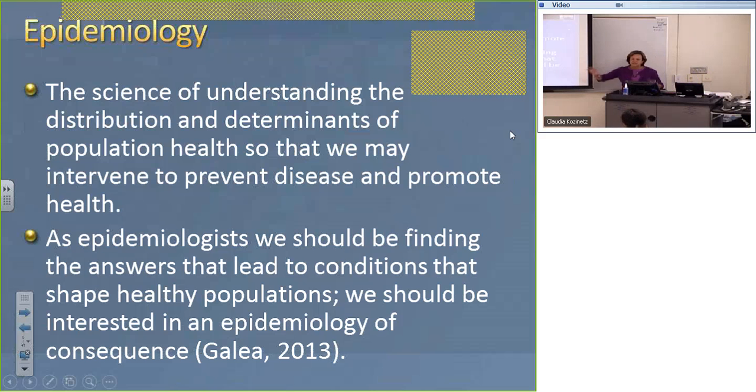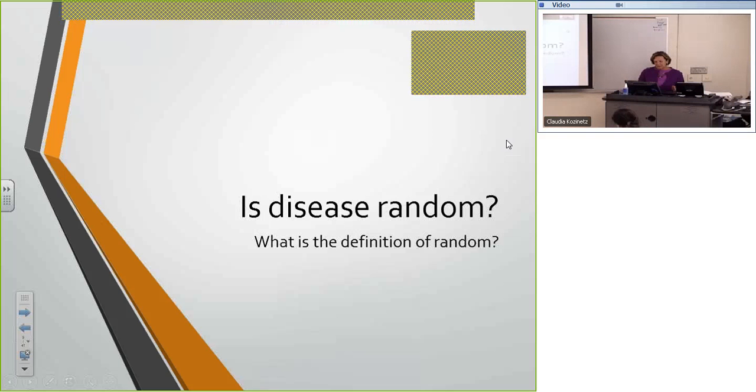Now, epidemiology of consequence is a phrase coined by Sandro Galea. He's an epidemiologist and currently dean of Boston University School of Public Health. And if you read the epidemiologic literature, you will see his name. Is disease random? Why do you say no?